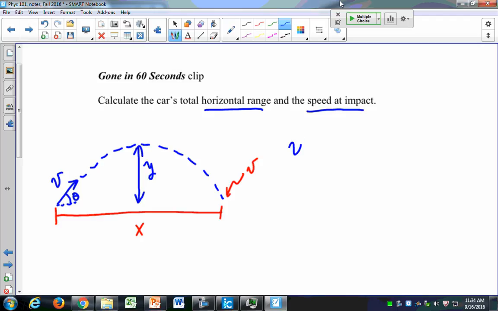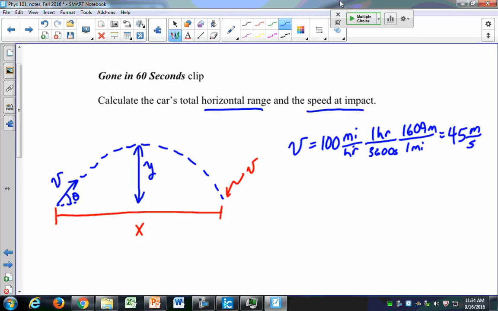So a couple things. It's at about 95 or so right before he hits the ramp, so let's just go ahead and call it a cool 100 miles per hour. We need to convert this. 1 hour is 3,600 seconds, 1 mile is 1609 meters. And that gives me 45 meters per second.